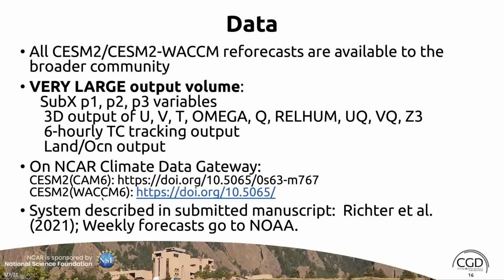I know as of this morning, the P1, P2, P3 variables are all there, and I believe the 6-hourly output is there, and the others are coming soon. If you're a university researcher, I would highly recommend you do not try to download these from the NCAR Climate Data Gateway and instead get an account on Casper. And if you want to look at the data, just ask me where it is. It's sitting on campaign storage on Casper, and we're happy to have anybody just access that directly.